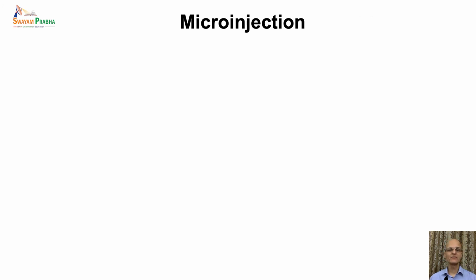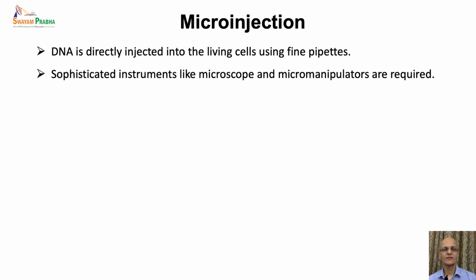So the first is the microinjection. As the name indicates, it involves the transfer of DNA directly in the living cells through the microinjection. But in this case, we are dealing with the target which is very small, and therefore sophisticated instruments like the microscope to view the small cells and fine pipettes or the micromanipulators to hold the cells and inject the DNA directly inside the cells are required.